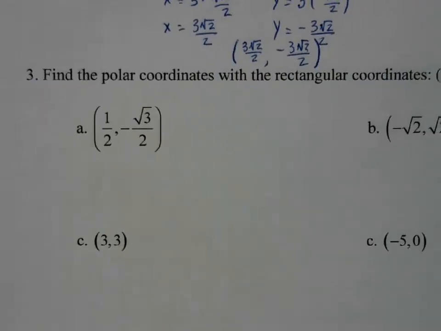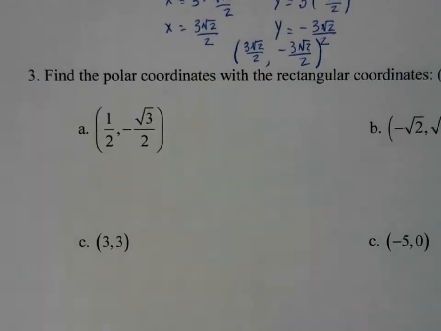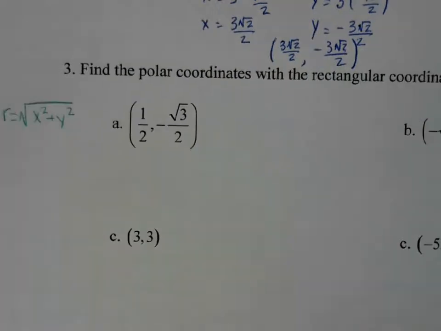In this next section, we're going the other direction, starting with the rectangular and ending up at the polar. The r is going to be the square root of x squared plus y squared. Theta is going to be the tangent inverse of the y value over the x value in the correct quadrant. So it's a good idea to have your unit circle labeled with all of those tangent values.